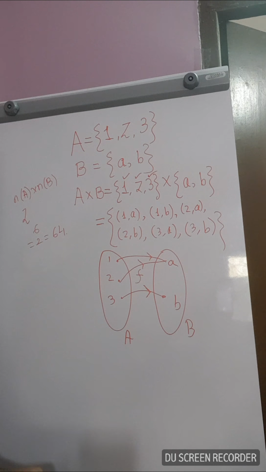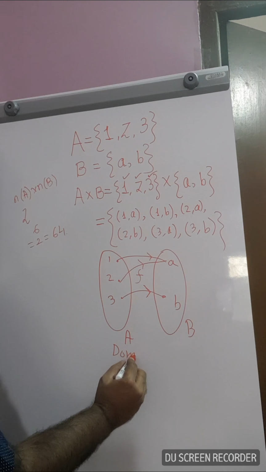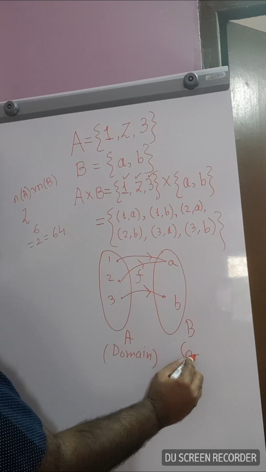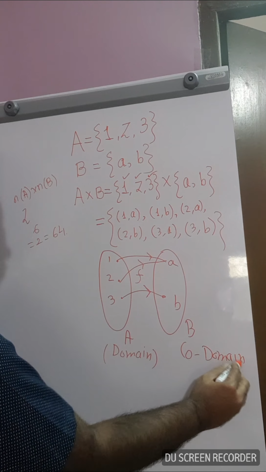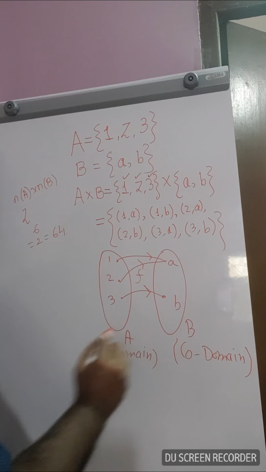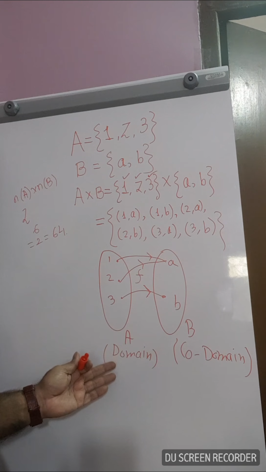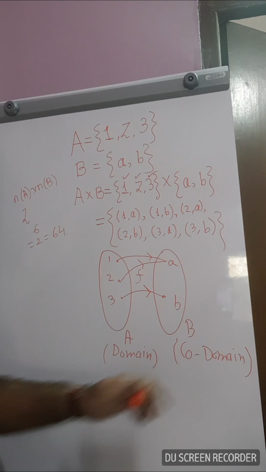But here we have two vital restrictions. The first point is, in case of a function, the first set is often termed the domain set, and the second set is often termed the codomain. These are the two terminologies we use in case of a function. In case of a relation also you can use the same terms, domain and codomain. The first set is termed the domain, the second one the codomain, but it is more frequently used in case of a function.